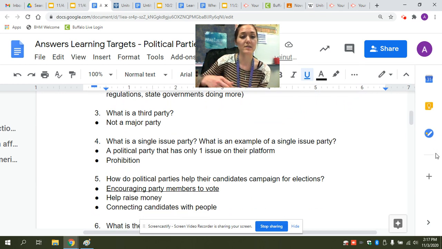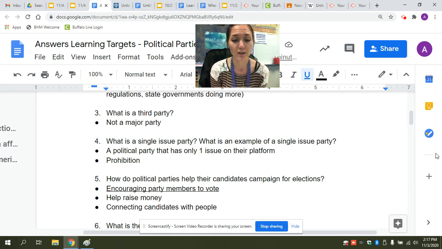Number three, what is a third party? A third party is anything that is not a major party. So anything that is not the Democratic or Republican Party would be considered a third party. Number four, what is a single issue party, and what's an example of one? A single issue party is a political party that has only one issue on their platform. For example, prohibition, their only issue that they were addressing was trying to ban the sale of alcohol.